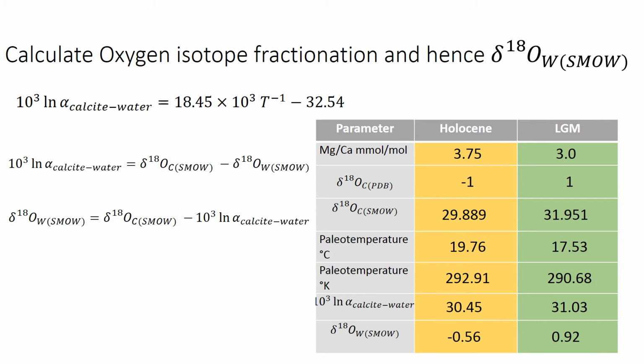And then the next part is, if we know the temperature and we know the oxygen isotope composition of the carbonate, what's the oxygen isotope composition of the water? We can do that by simply rearranging this equation up here. That gives us the oxygen isotope composition of the water.